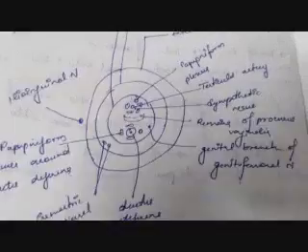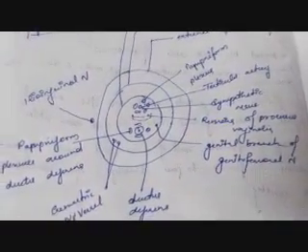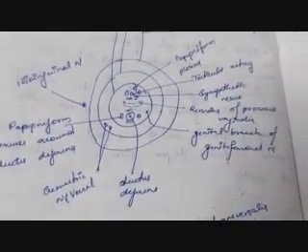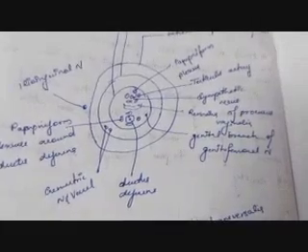In this, the external spermatic fascia is derived from the aponeurosis of the external oblique muscle. The cremasteric fascia is derived from the internal oblique muscle.